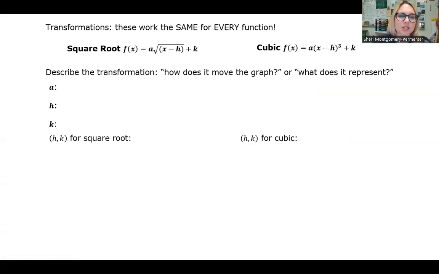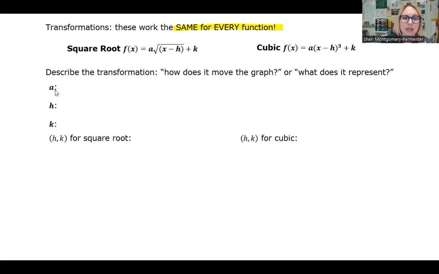All right, so transformation, something that's important to know is that transformations work the same for every function. We've got a couple of letters, and they're in the same place. You've got before the X, with the X, and after the X. It doesn't matter if it's the square root or the cubic function. You have before the X, with the X, and after the X. So before the X, that's the A value.